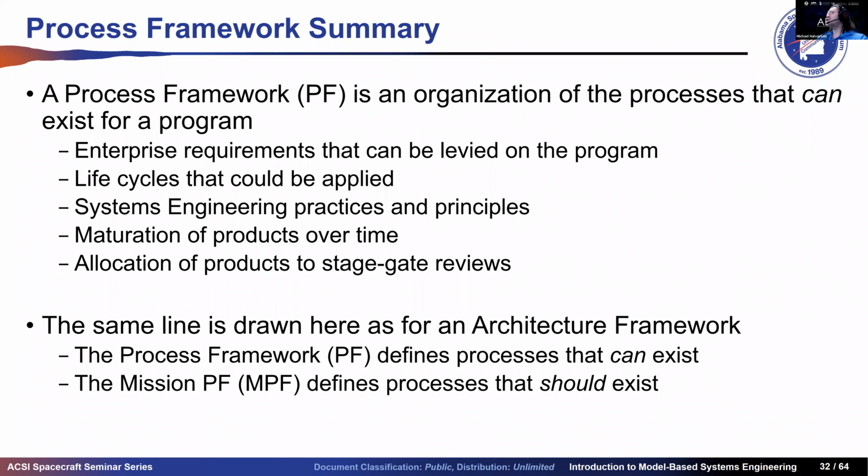All right. So to summarize, mission process framework, all of the processes that can exist, all of the different life cycles you could choose, all the different maturation statuses, all of the different product categories, that kind of thing. Mission process framework, all the things that you should do. What is your life cycle? What are your product categories? What are the maturation statuses for those product categories? How are you allocating products to those stage gate reviews? Which products are artifacts or non-artifacts based on which review they're being shown at? All right.